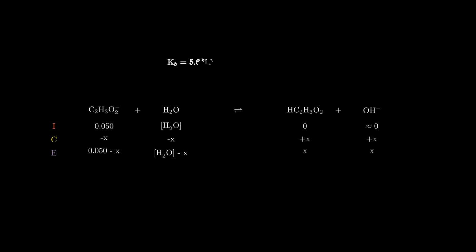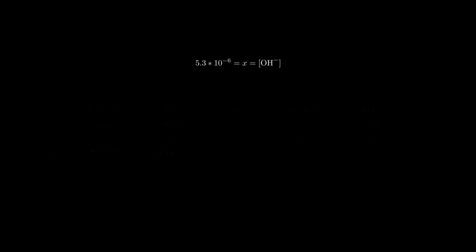The constant for this reaction is 5.6 times 10 to the negative 10, which is really small, so we can assume that the change to the reactants is negligible. Plugging the numbers into the equation, we can solve for x, which is also equal to the concentration of hydroxide. Using this information, we can calculate the pH, which you'll notice is greater than 7.